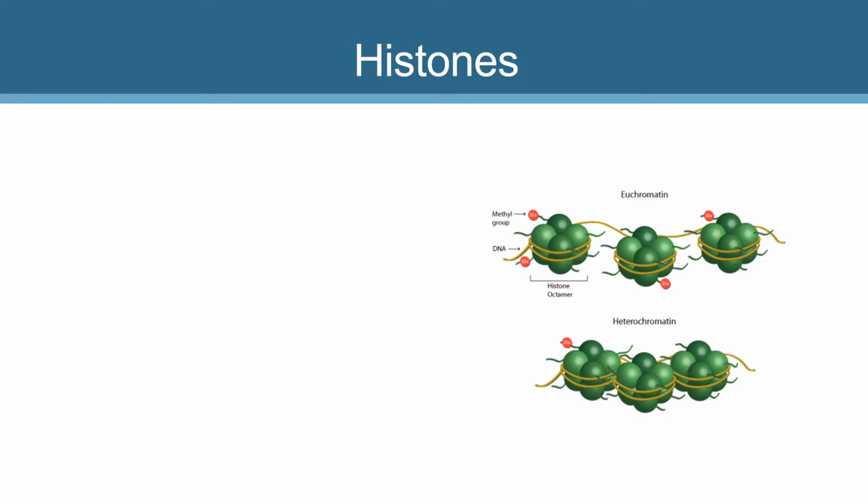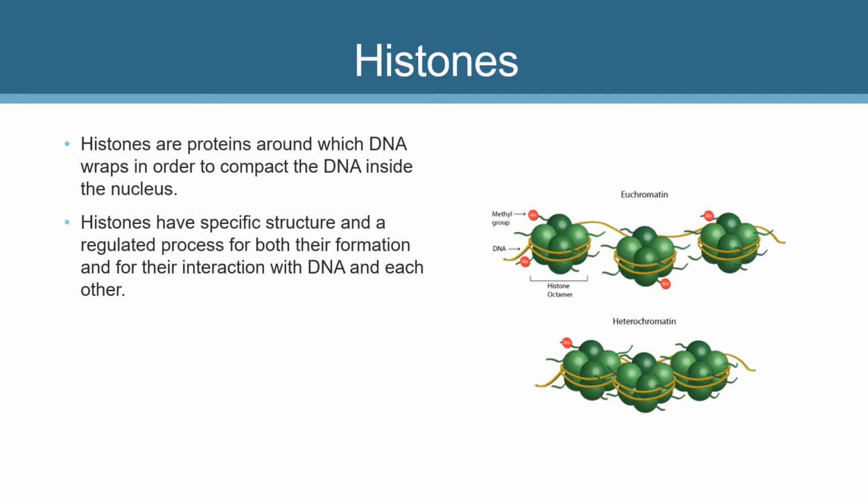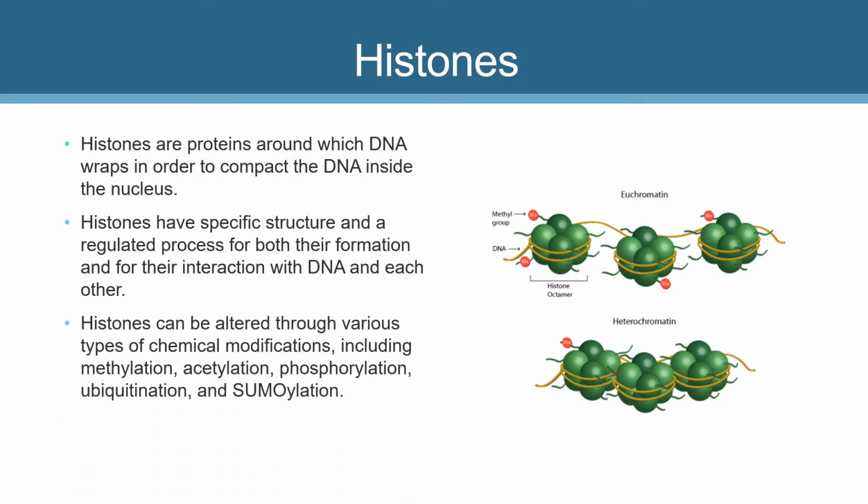Histones are proteins around which DNA wraps in order to compact the DNA inside the nucleus. Histones have specific structure and a regulated process for both their formation and for their interaction with DNA and with each other. Histones can be altered through various types of chemical modifications, including methylation, acetylation, phosphorylation, ubiquitination, and sumoylation.